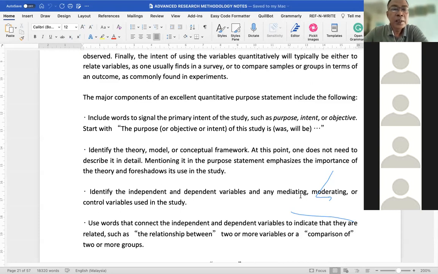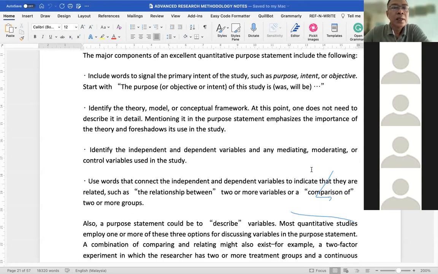The major components of an excellent quantitative purpose statement include the following. Include words to signal the primary intent of the study, such as purpose, intent, or objectives. Start with the purpose or objective or intent of the study is what? Then identify the theory, model, or conceptual framework. So before we write the purpose statement, we need to develop our conceptual framework, right? At this point, one does not need to describe it in detail.